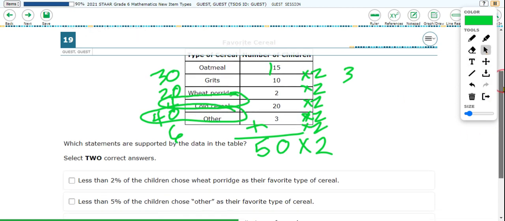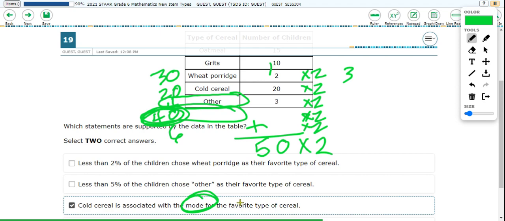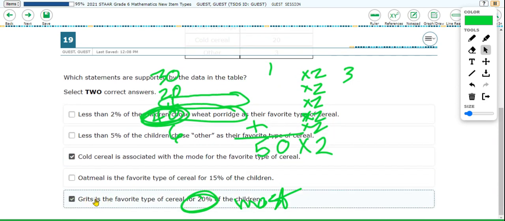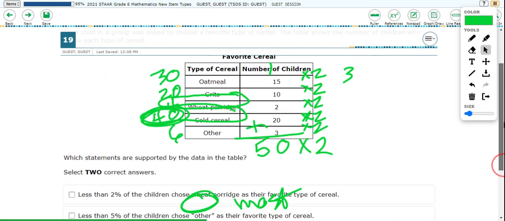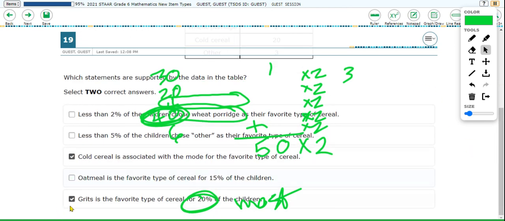Okay, so scroll down here a little bit. It says less than 2% chose wheat porridge. No, that's not true. It was 4%. Less than 5% chose other. That's not true. That was 6%. Cold cereal is the mode or the most popular. Cold cereal was 40. Mode is the most popular. That is true. And then the last one down below, grits, was 20%. If we go back up to the top, times 2, grits was 20%. So that is also true.